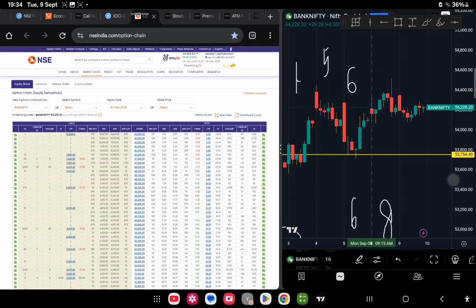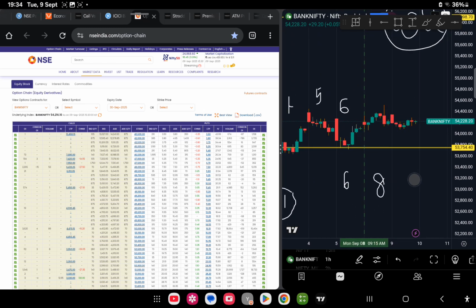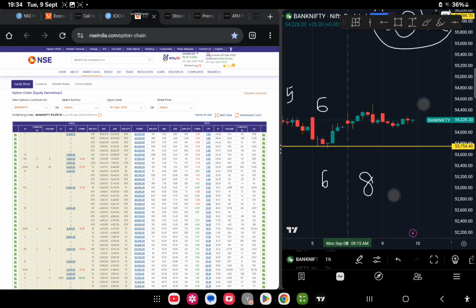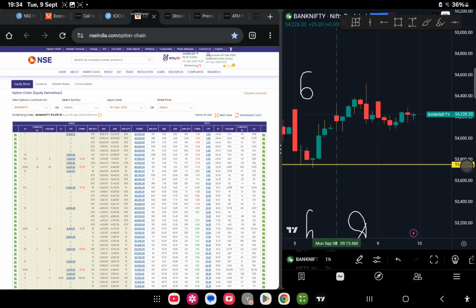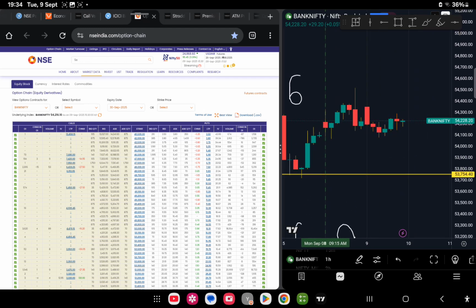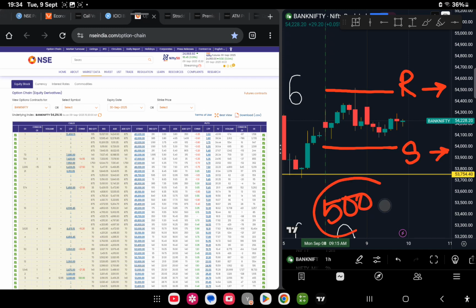We have Bank Nifty here. For Bank Nifty, we'll take week by week and compare the previous day and today. It is definitely inside the range. So this becomes the resistance and this becomes the support: 54k and 54,500. So it's a 500 points range.